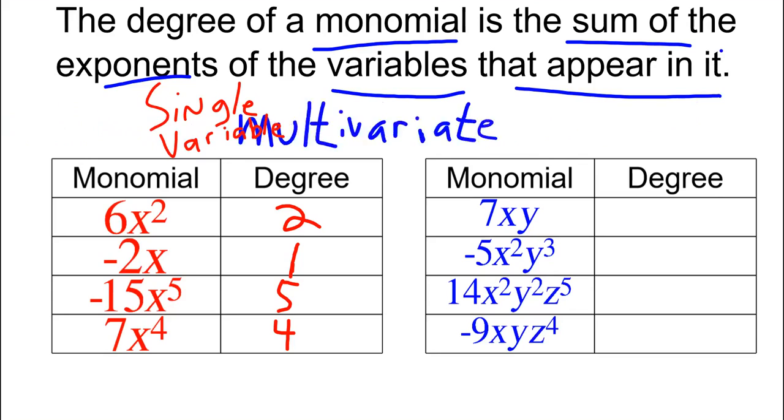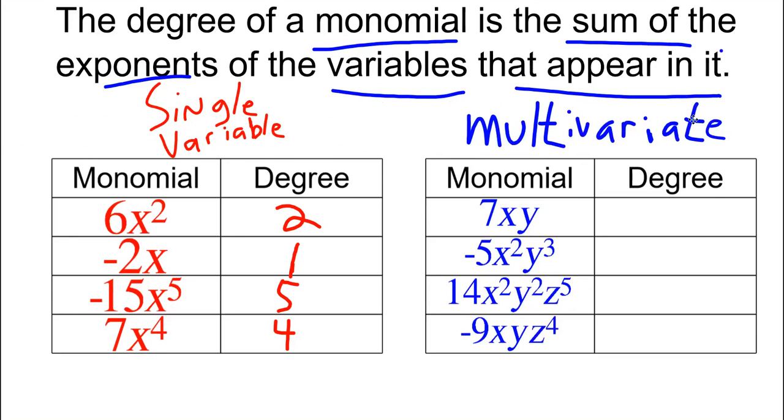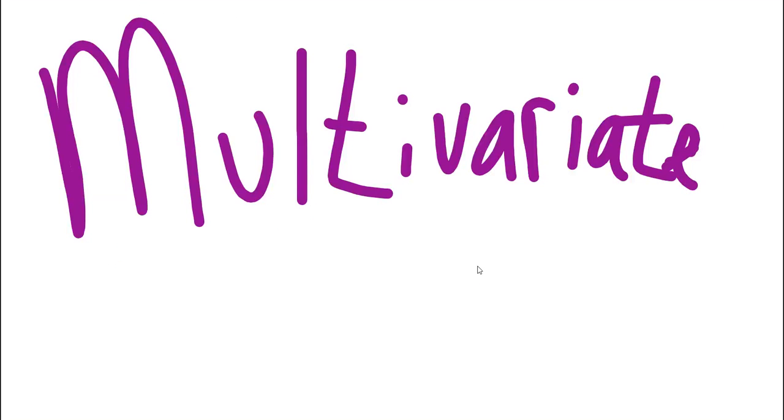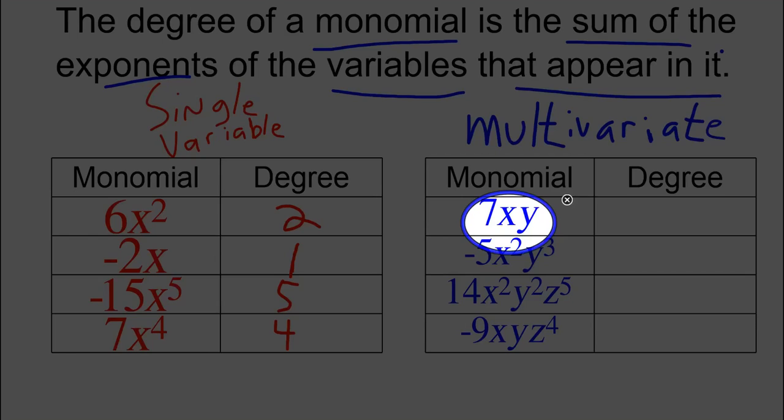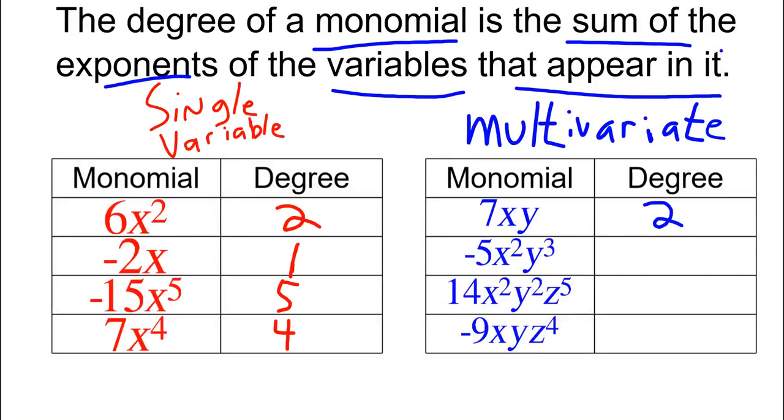If a monomial is multivariate, though, we have to add the exponents. You might be thinking, multivariate, what kind of word is that? That just means more than one variable. In this monomial, there's 1 x and 1 y. You add them together, the degree is 2.